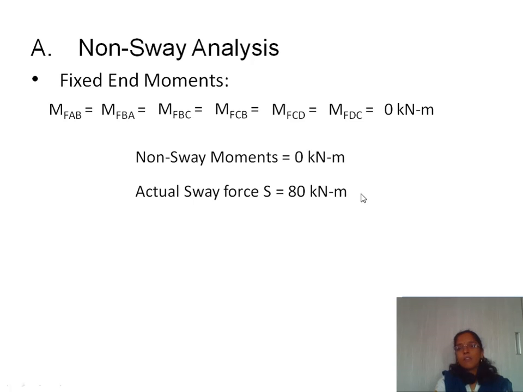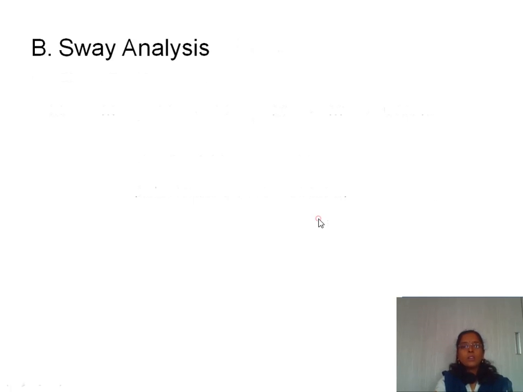Therefore the delta value, whether negative or positive, should be positive. Okay, if the sway force is acting in the opposite direction, you should take delta as negative. So this is the direction here. In this case it is in the positive direction, so therefore we have to take delta as positive. Okay, so next we will go for the part B, that is sway analysis.